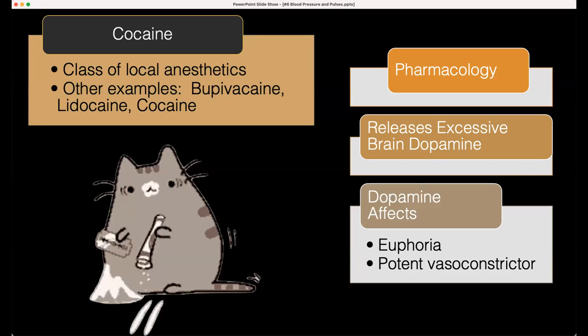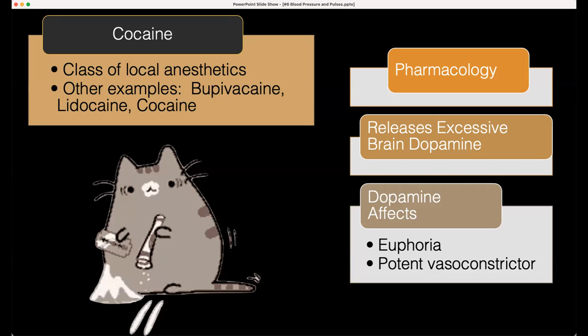It falls into that class. Any medication that has the last letters "caine" are local anesthetics. That's the class of drugs. So Novocaine, Marcaine, you can guess what kind of medication it is by the end of the name. The pharmacology of cocaine is that it releases massive dopamine, and dopamine is one of those great feel-good hormones.